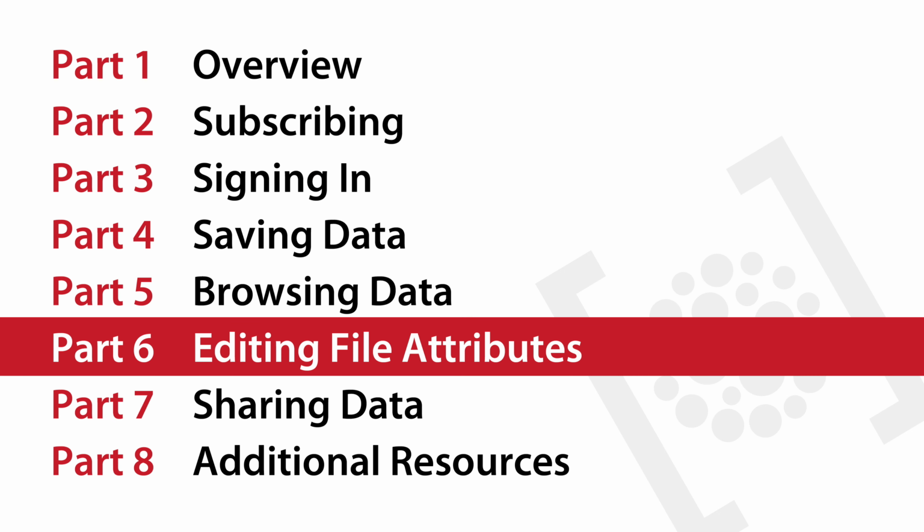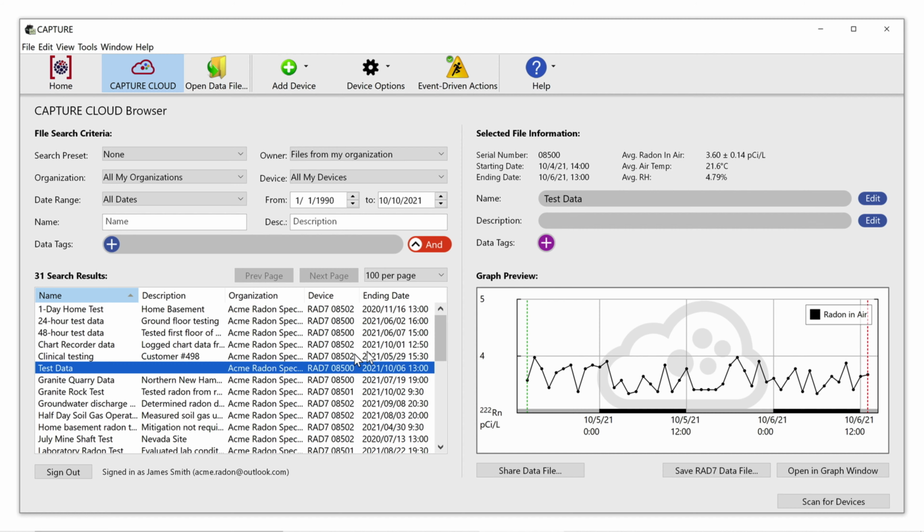Part 6. Editing File Attributes. The selected file's name, description, and data tags can all be modified by clicking the blue Edit buttons on the right edge of the Capture Cloud browser panel. When finished editing a name or description, press the Enter key, or click the checkmark button to the right of the text field. To cancel any changes, click the X button.